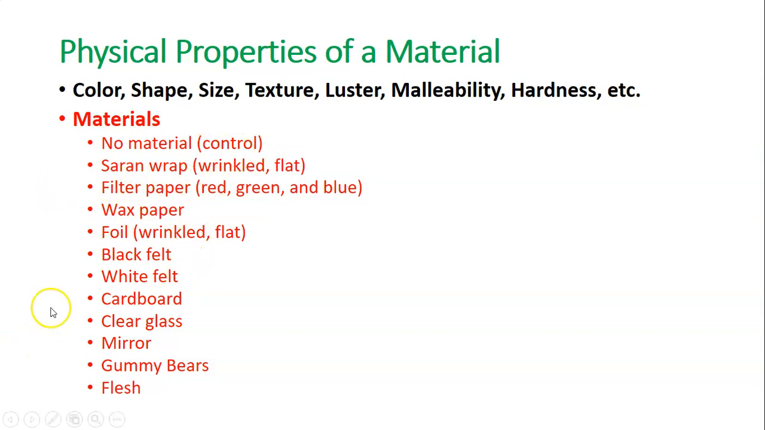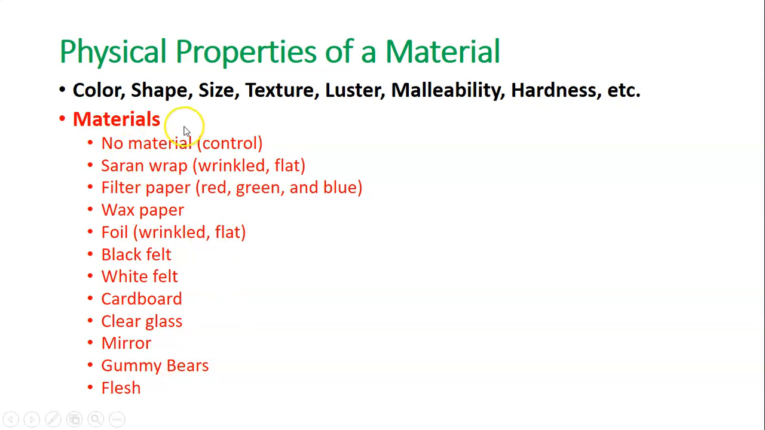Aluminum foil, black felt, white felt, cardboard, clear glass, a mirror, gummy bears, yummy, yummy, and your flesh from your fingertip. I just noticed there's something missing from the list. It should be our black tabletop, our lab tables in lab, shining the light on the lab tables and then holding the target underneath that.